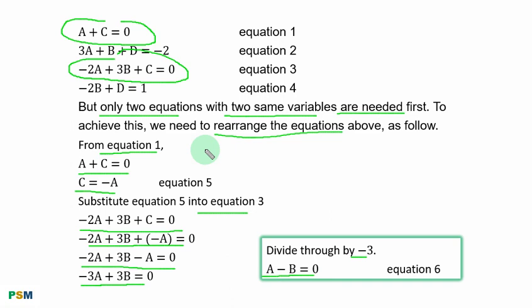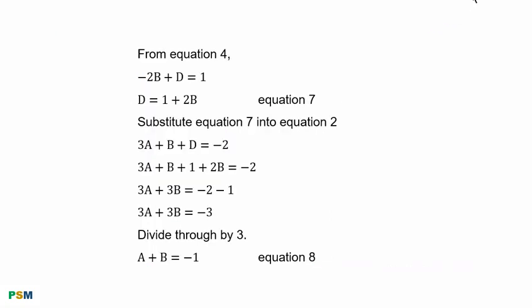Next, I can rearrange equation 2 and 4 so that I have another equation in terms of a and b. You must have a target so that your rearrangement becomes very easy. From equation 4, minus 2b plus d equal to 1, I have to make d the subject by transferring minus 2b to the right hand side. I have this as equation 7.